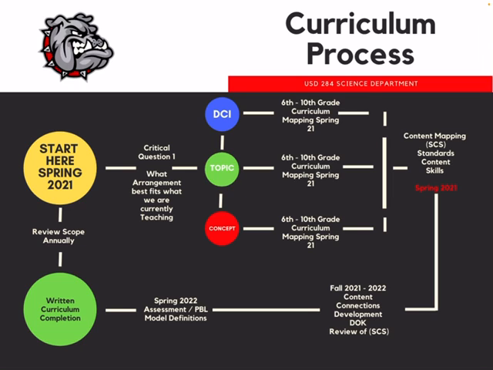And then the process becomes very cyclical where we review the scope annually. We probably aren't making changes as far as the DCI and the topic and the concept direction at this point, but we're continuing to review and revise throughout this process and add to assessment pieces or make changes as we see necessary.